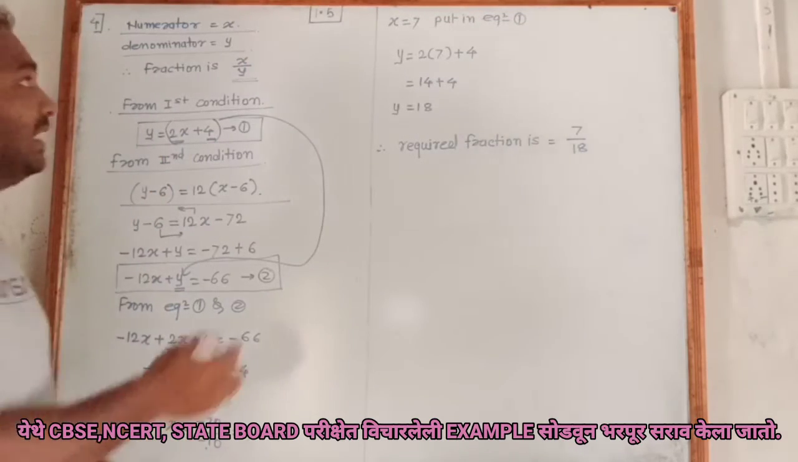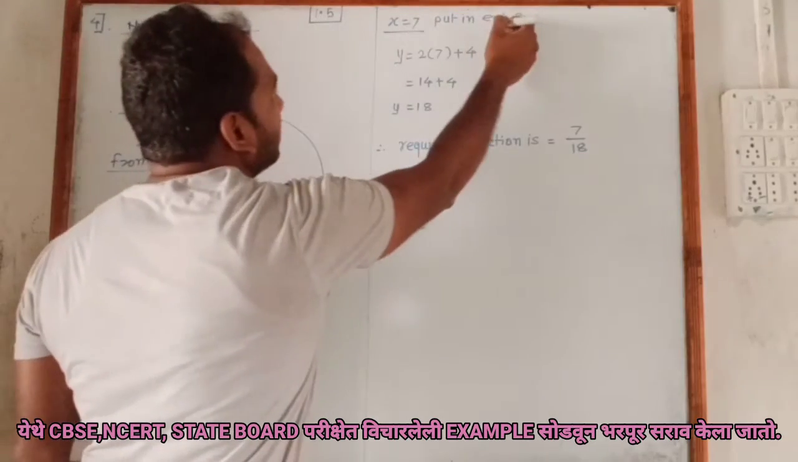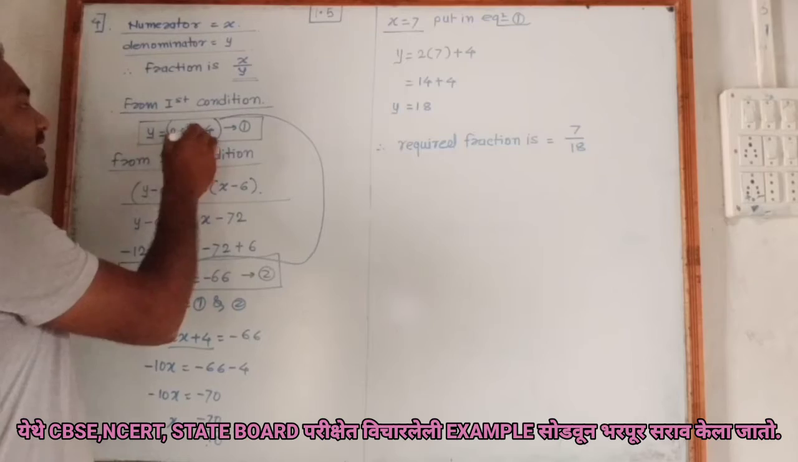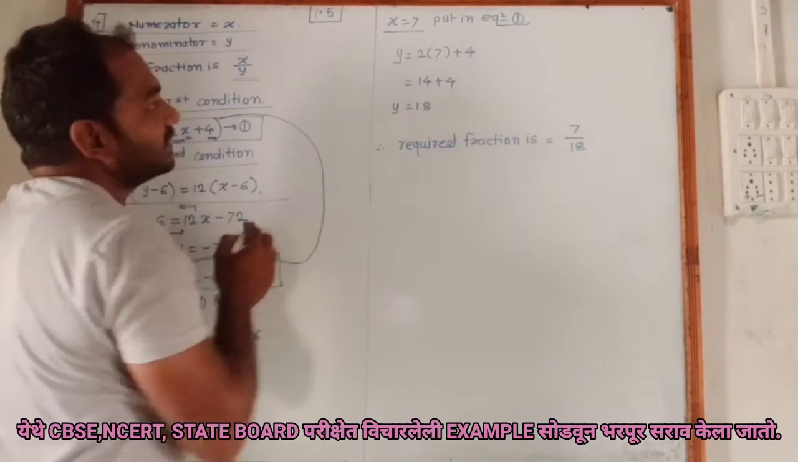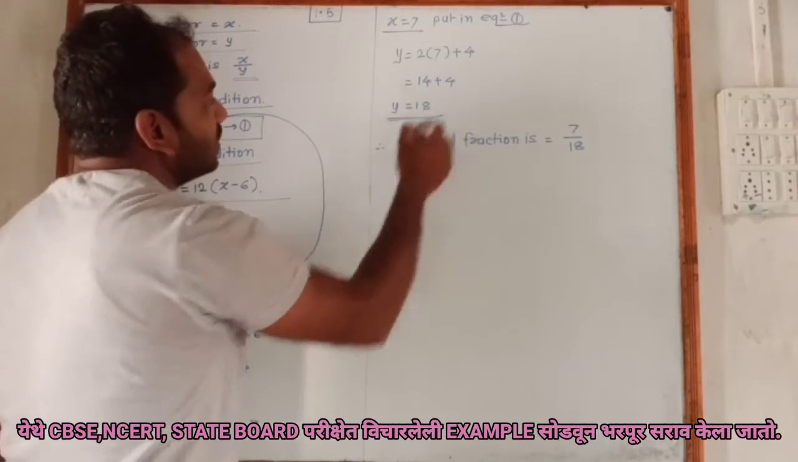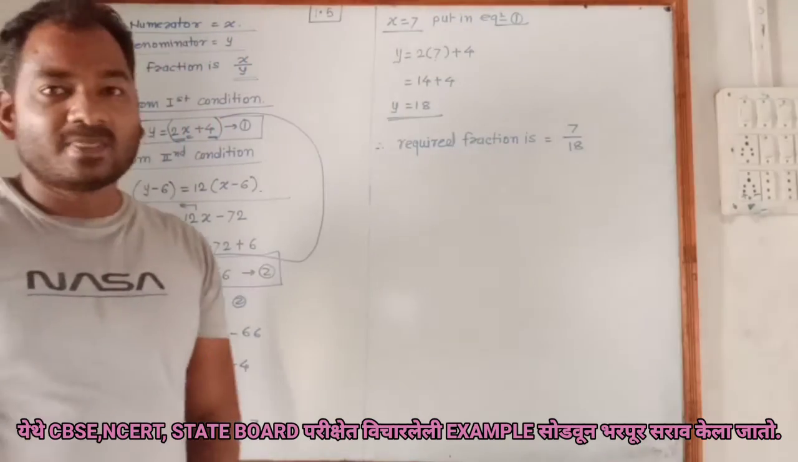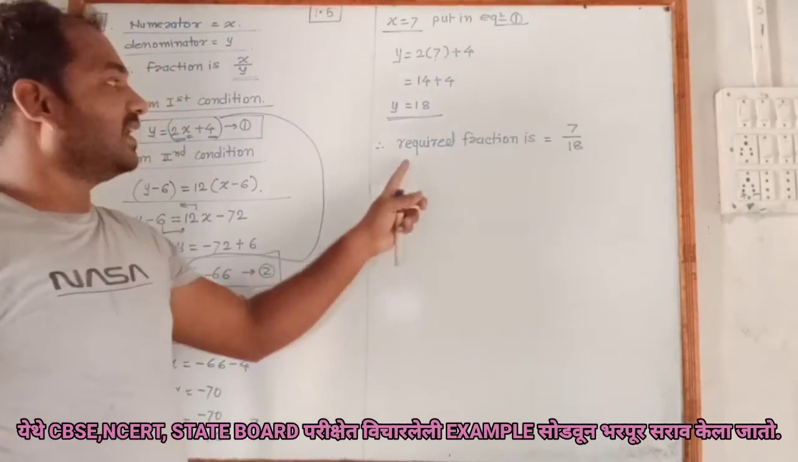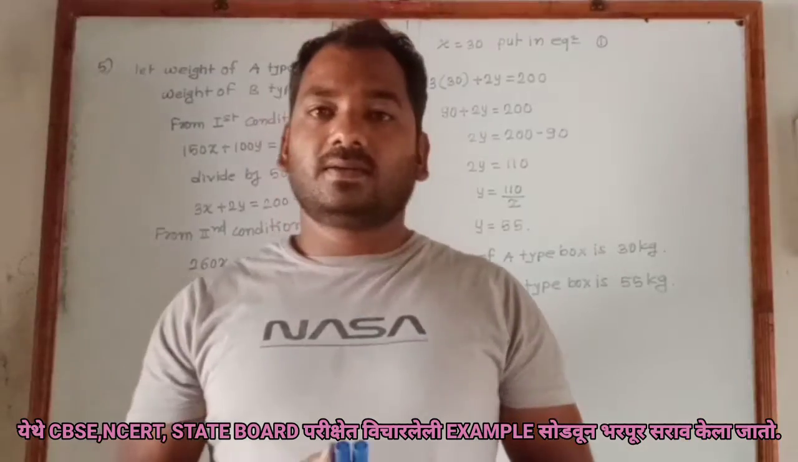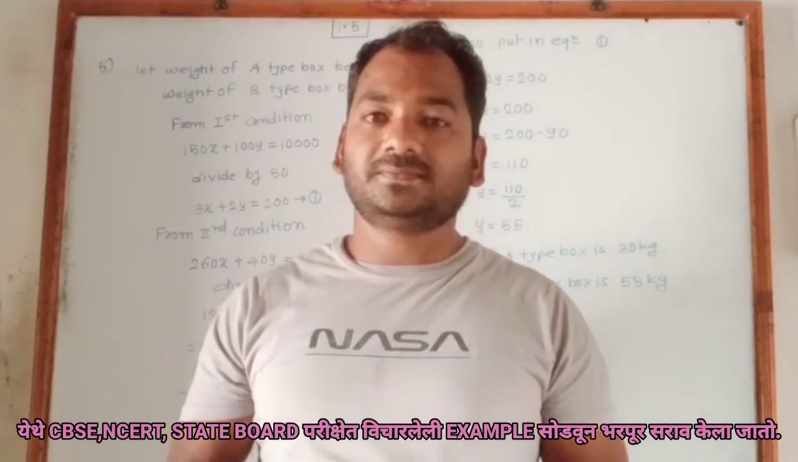After this, put the value x is equal to 7 in equation 1. So here in equation 1, in place of x we put 7. So 2 times 7 is 14, 14 plus 4, that is 18. This is the denominator. So from this, finally we can write the required fraction is 7 upon 18. Now see question number 5 here.